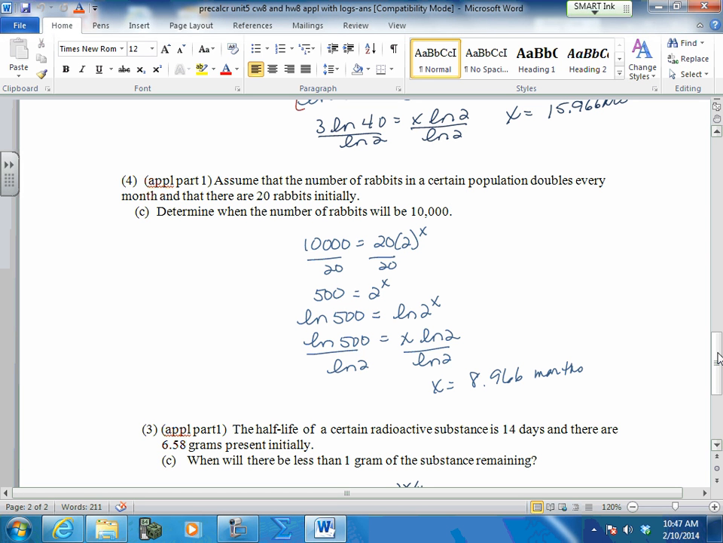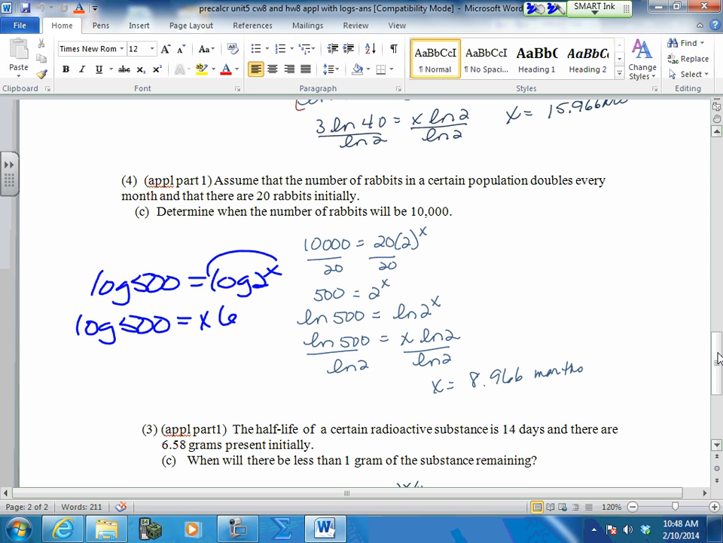We found this algebraically, and then to use your logs, this divides nicely. Look how nice that is. This is a nice little problem in here. You can use log just as easily. Log 500 equals log 2 of x. Bring down the x. And divide both sides by log 2. It comes out the same answer. I tend to just interchange them so that you can see they'll be interchangeable.